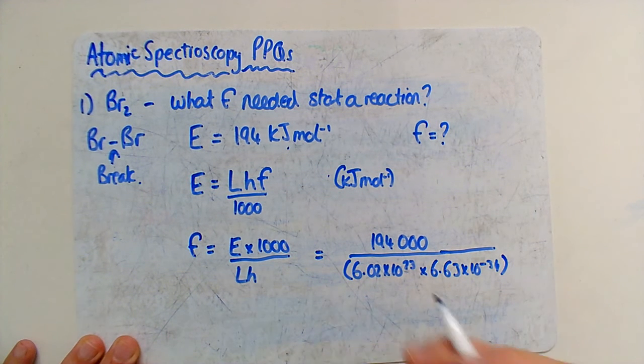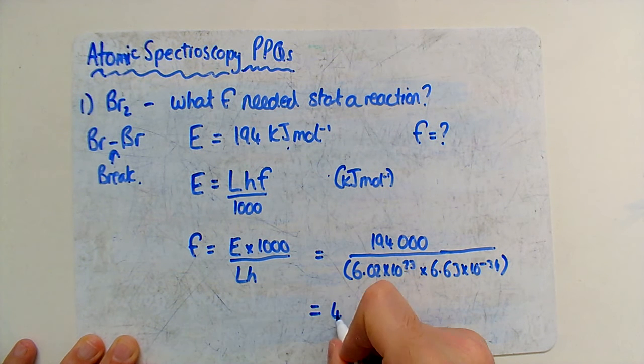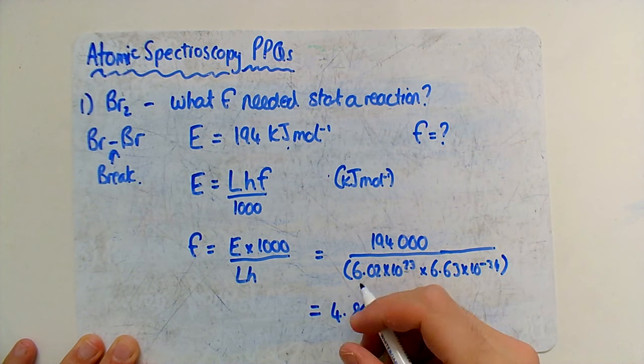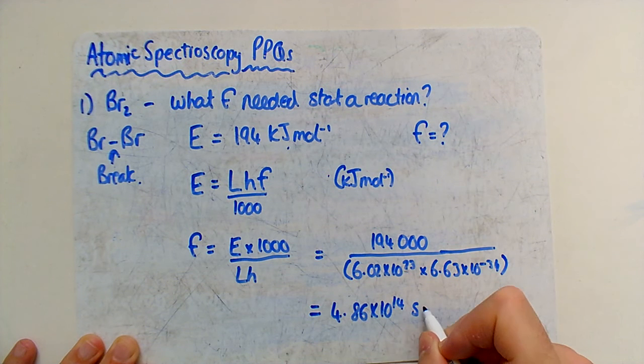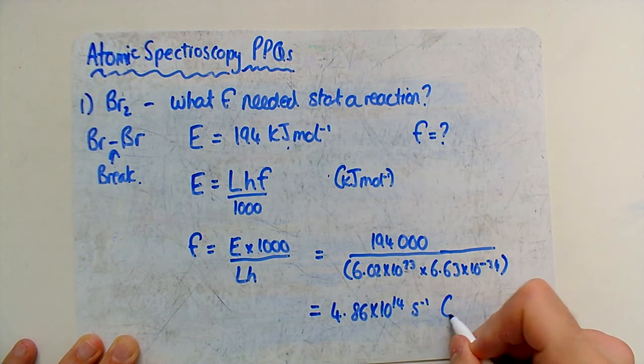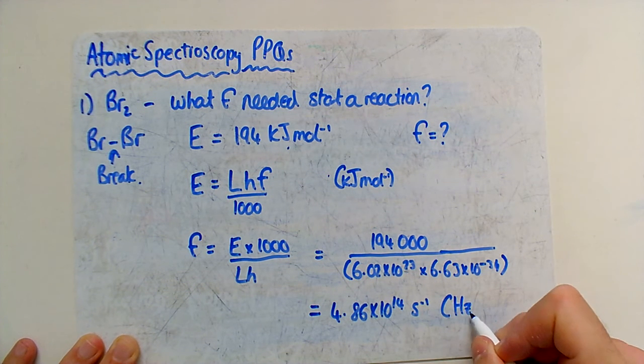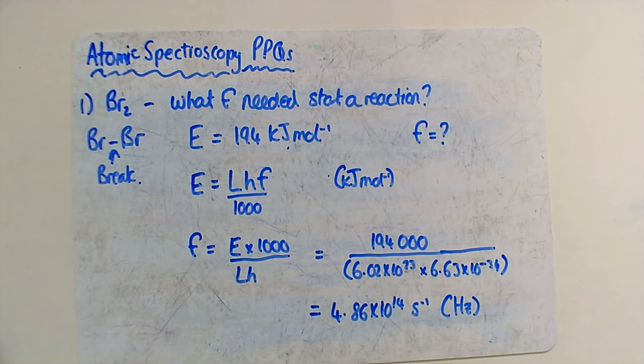When I put all of this into my calculator all at once, what I got was 4.86 times 10 to the 14 seconds to the minus 1, or seconds to the minus 1 is also equal to hertz. So you could do it that way.